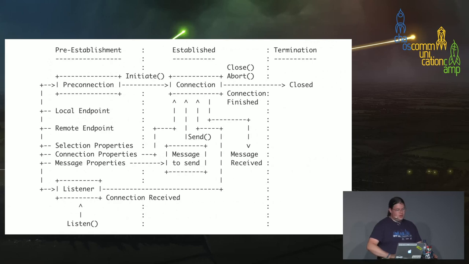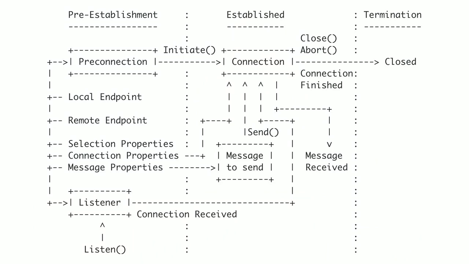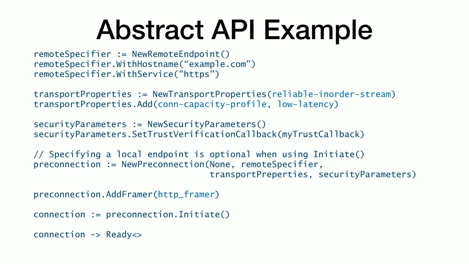Then you go into the pre-connection. On the pre-connection, you can either call initiate and get a connection object once the connection is established, or you can call listen on it and get a listener object that is listening for connections. Once the initiation works, you get an event. In the case of a listener, you get a connection received event, or in this case, you get an initiate completed event and have a connection object. On this, you can easily call send with a message. You receive messages as events. And if you close, it goes to closed connection. Fairly simple.